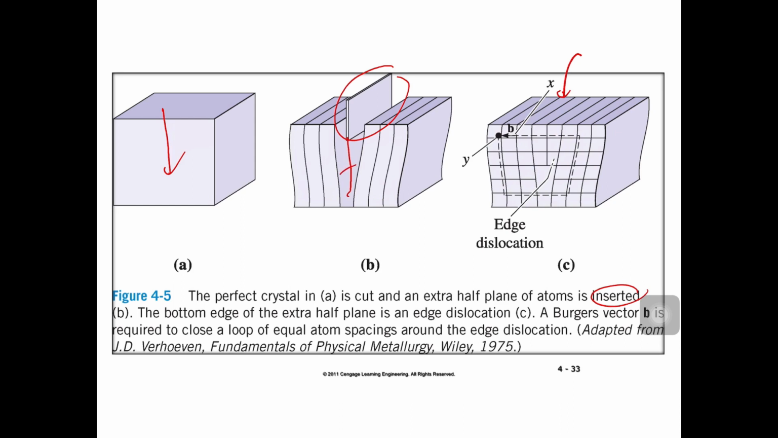The Burgers vector is required to close the slip equal to the atom spacing around the edge dislocation. So this one is a T, and then it's the Burgers vector. So this one looks like the edge dislocation.